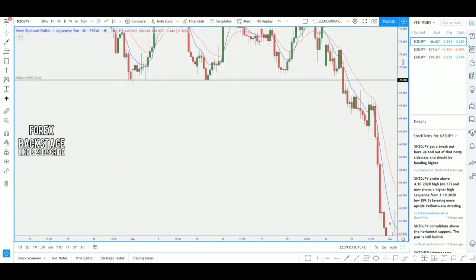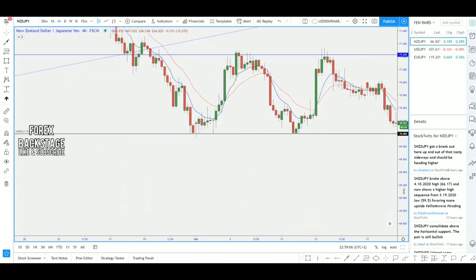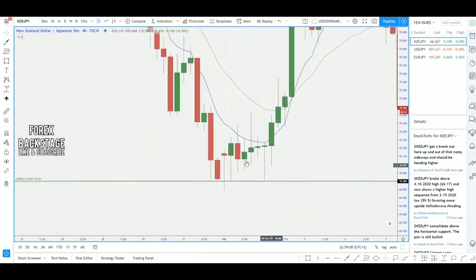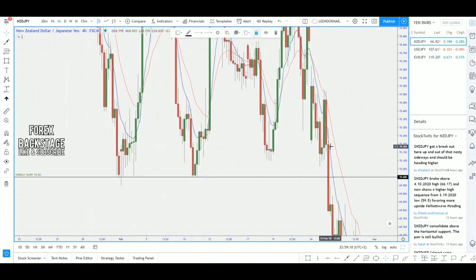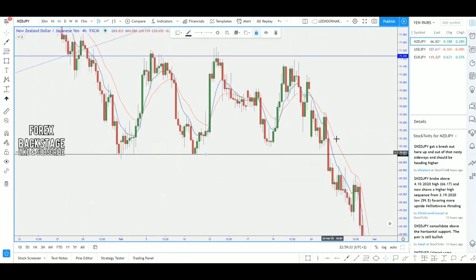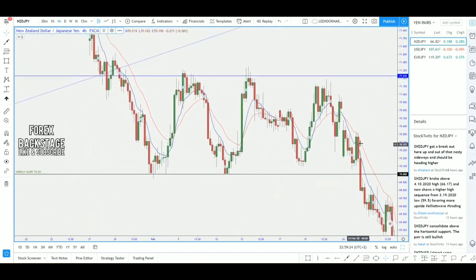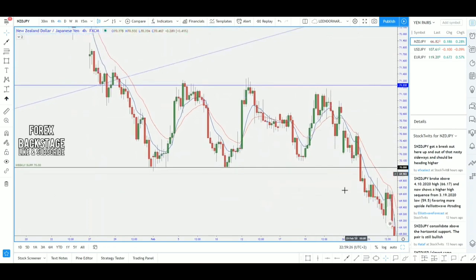Even here, you can see how we got wicks at the bottom, meaning that this level was actually holding. That whole area was an area of wicks, and then from there you did see a bullish run. But here we did get a clean bearish closure from that level, then this was a clear indication that we're trending down.